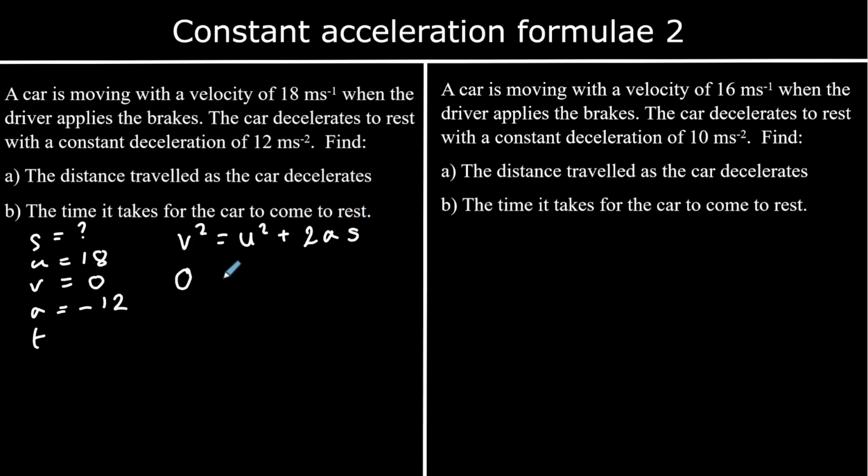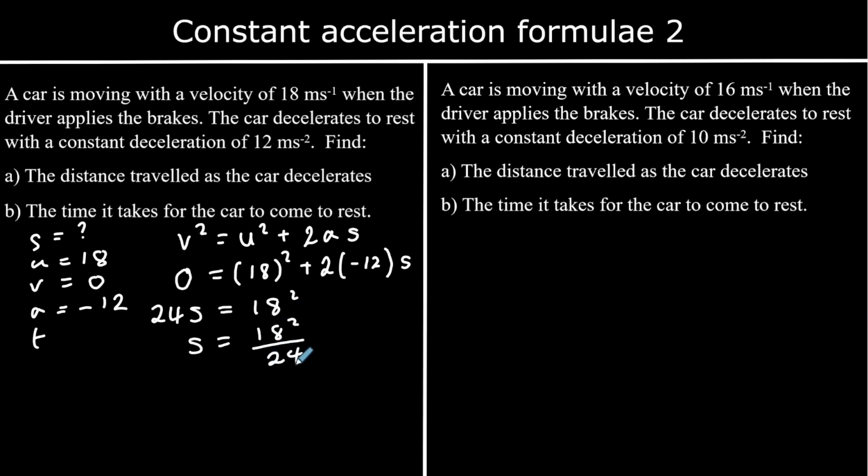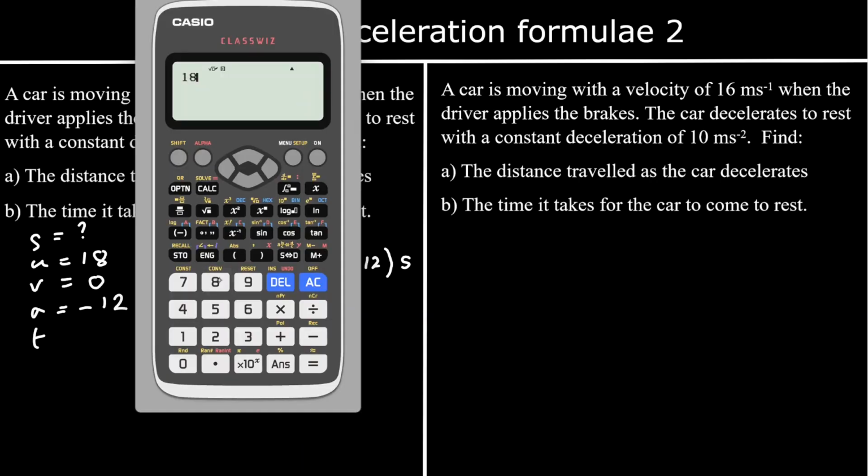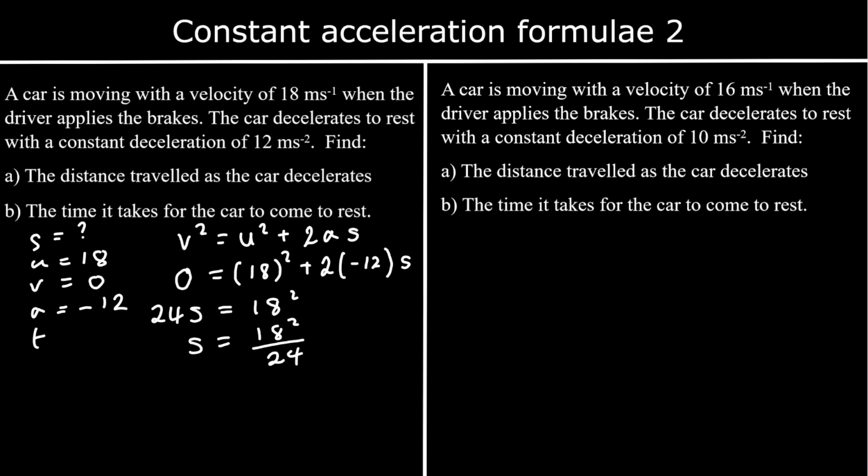So it's 0 equals 18 squared plus 2 times negative 12 times s. 2 times negative 12 is negative 24. So plus 24s to both sides. 24s equals 18 squared. So s is going to be 18 squared divided by 24. 18 squared divided by 24 is 13.5. 13.5 meters.